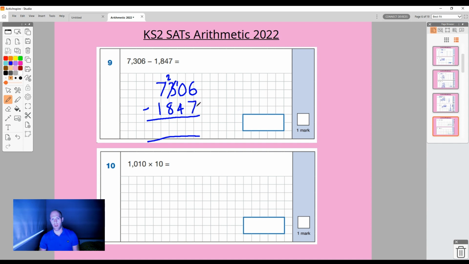6 take away 7. Can I do it? I still can't. Turning that 10 into a 9. This is now 16. 16 take away 7. Can I do it? Yes, I can. It's a 9. And because I was clear here, I can see what I'm doing. 9 take away 4 is 5.